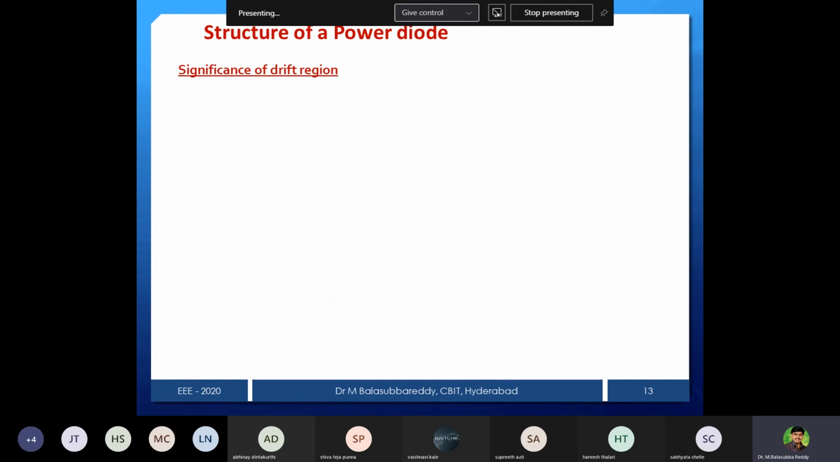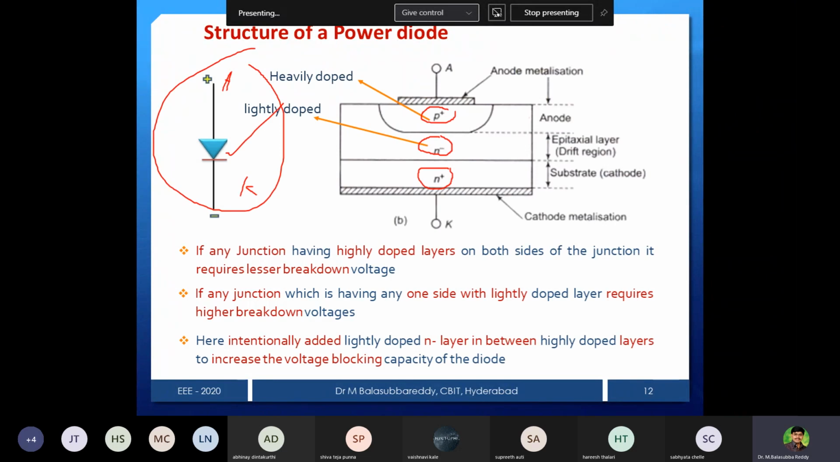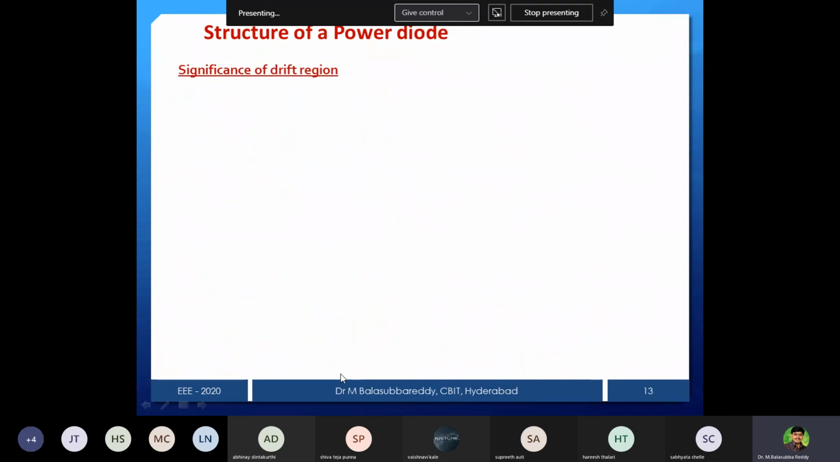Now you can see the significance of the drift region. So why the drift region? One thing we noticed at this point, you can see that intentionally we added an N minus 1 layer between these two, and that will increase the voltage blocking capability. That is one of the advantages.